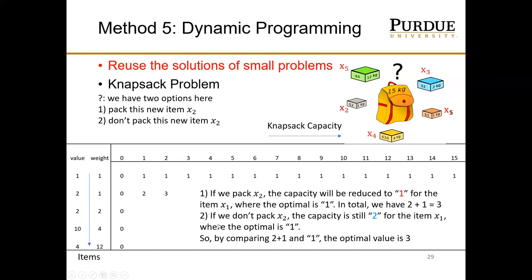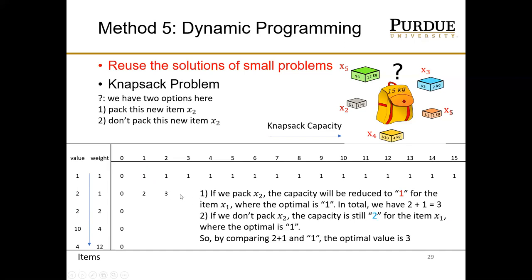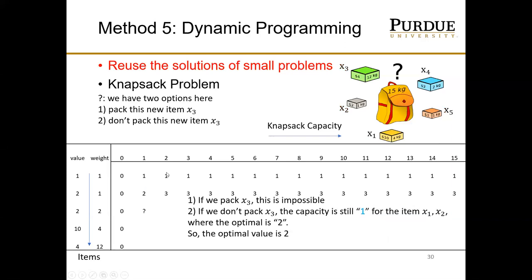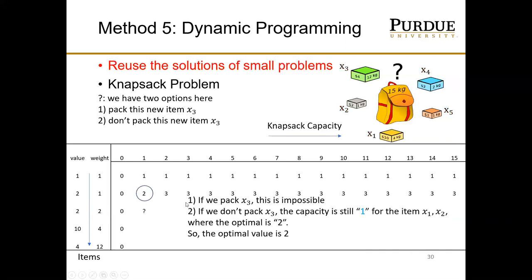But again, you can see that we have two options. Option one is that we pack it. Or we don't pack this item, then the capacity is still two. So for the problem with capacity two and atom one, we know the solution is one. So if we compare these two options, the three wins. That's why we have three. So we can do all the things, they are the same.